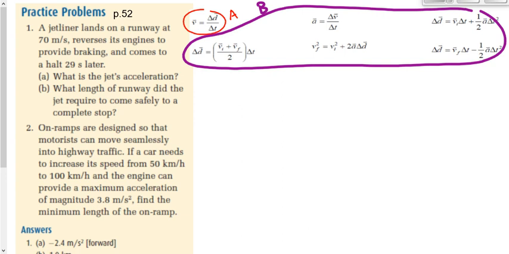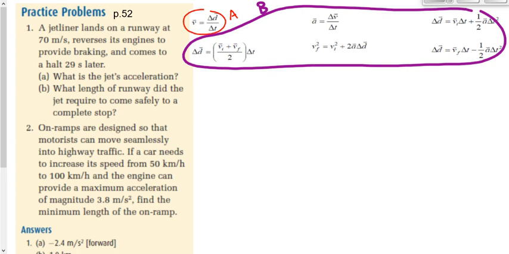So the lesson that we learn from that is, just try something. As long as you identify correctly that it's either A or B, then just try something and you can't really go wrong. Don't be afraid to try. All right, we had two questions for homework on page 52, and I want to take a look at both of these questions. Number one says a jetliner lands on a runway at 70 meters per second, reverses its engines to provide braking, comes to a halt 29 seconds later. What's the jet's acceleration, and what length of runway did the jet require to come safely to a stop?